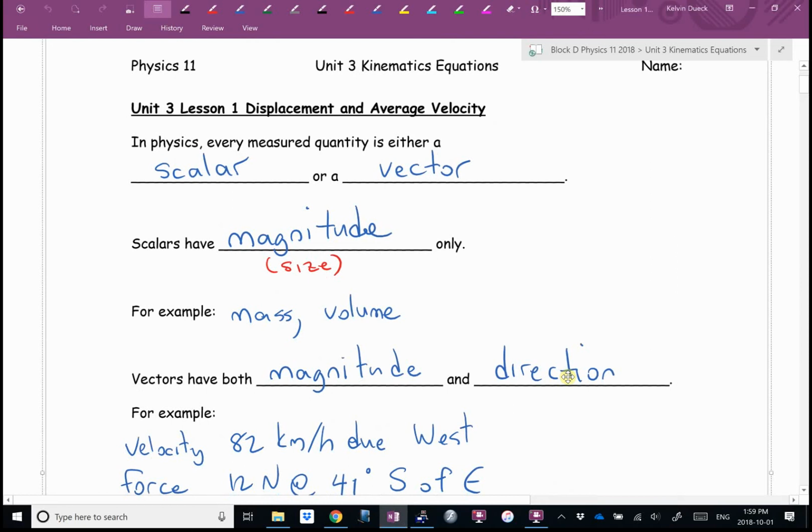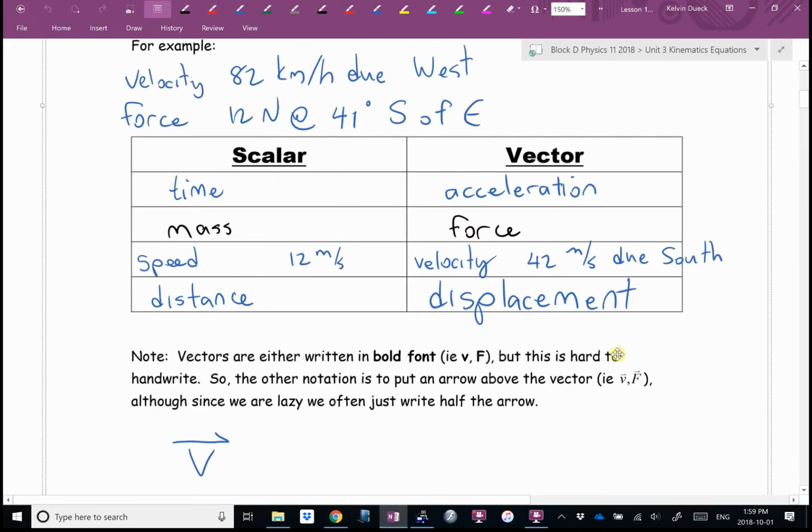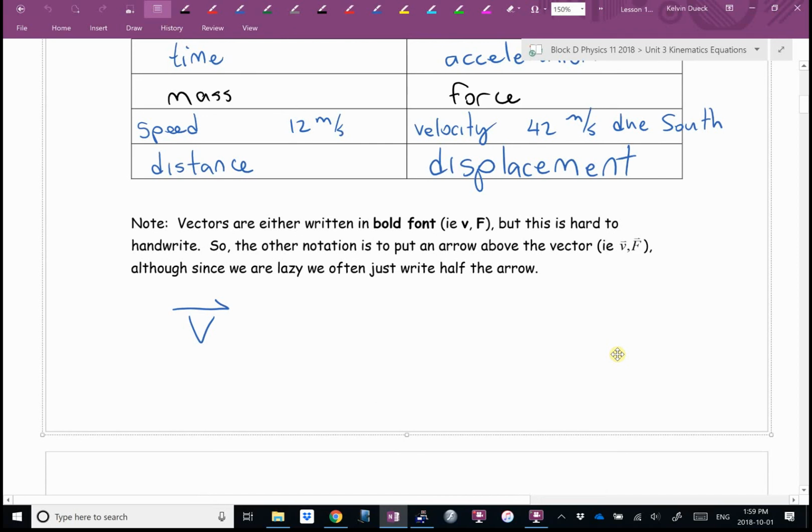Last day we said in physics everything is either a scalar or a vector. Scalars have magnitude only. Vectors have magnitude and direction. And that's going to become very important as the year progresses. We talked a little bit about how we write vectors. We put an arrow over something to show that it's a vector.